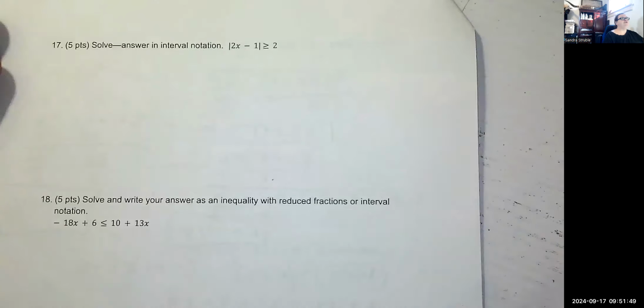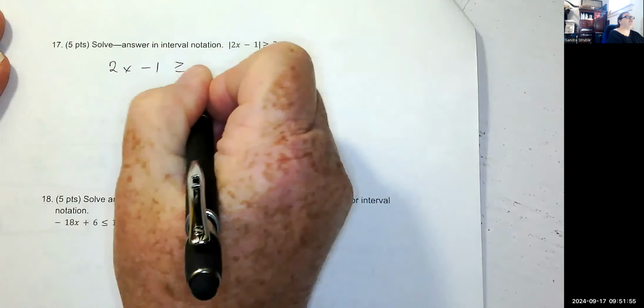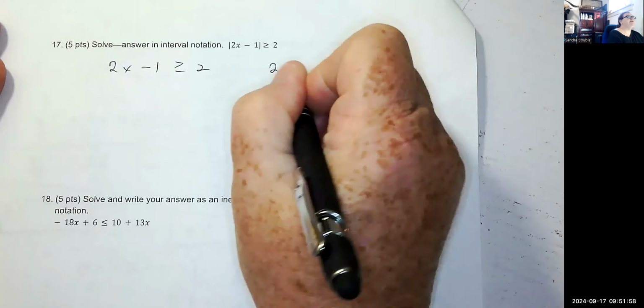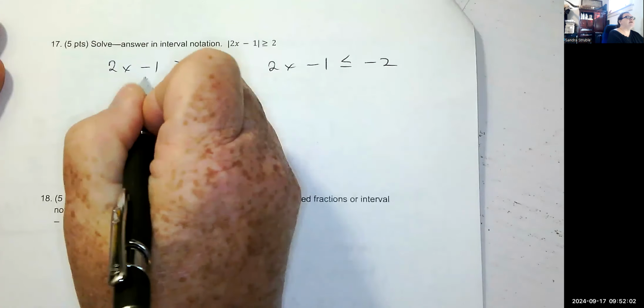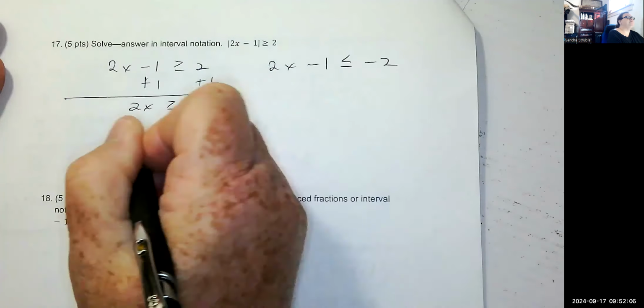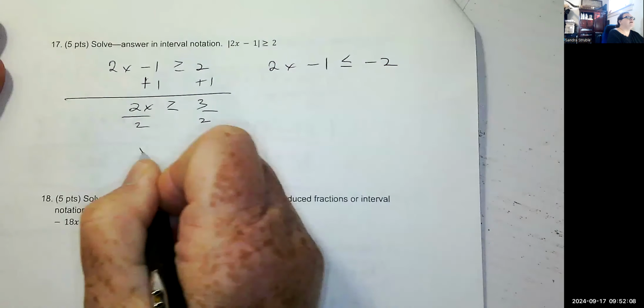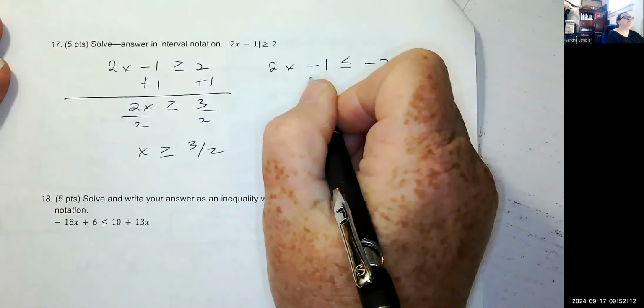Solve and answer in interval notation. Because this is a greater than, we're going to break this up into 2x minus 1 is greater than or equal to 2, just as it's written, and 2x minus 1 is less than or equal to -2. All right, just solving for x. X is greater than or equal to 3/2. Leave it in fractional form.